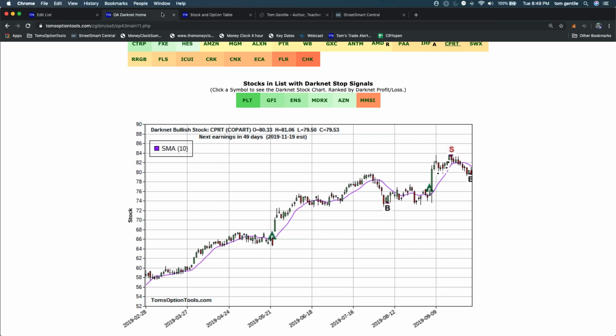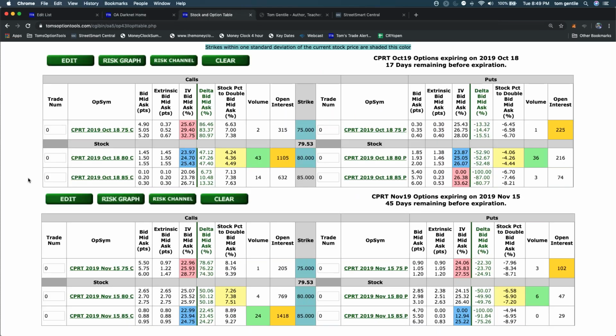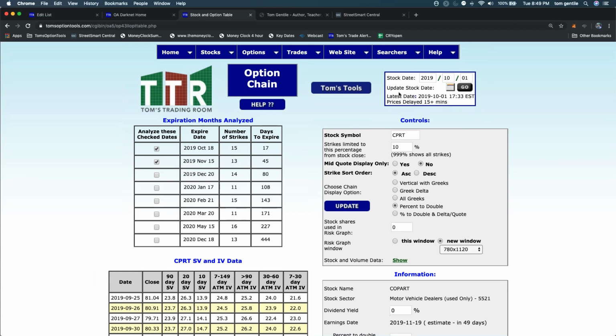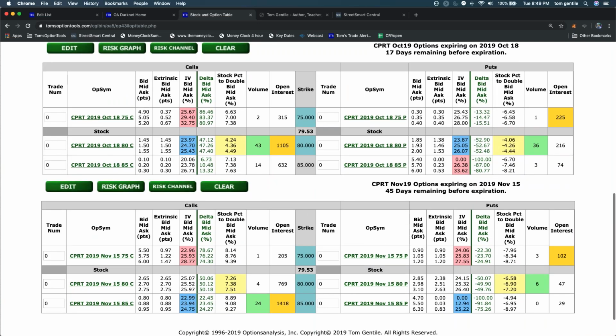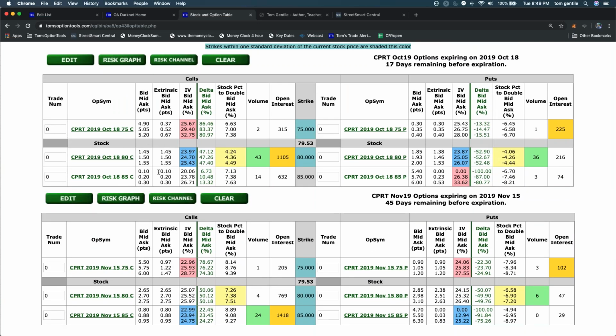Right, so let's move to a stock and option table, which I've already done for us. You can see here I've got in today's date, CPRT. This just tells me, show me the stock price and the options that are 10% above and 10% below the stock price. I'm looking at October and November. And so as I do that, this is what I have available. Got the 75, 80, and 85s. These are all within the 10% variance above and below the stock price.